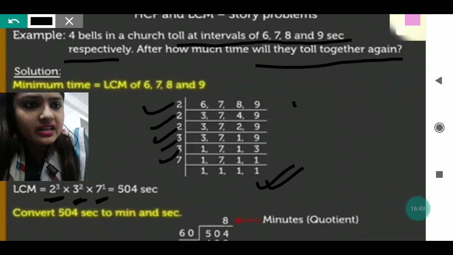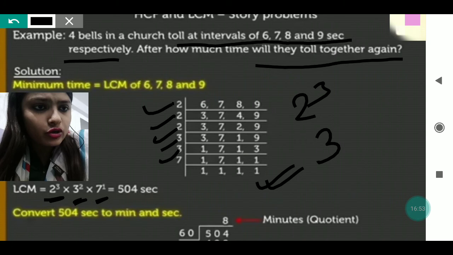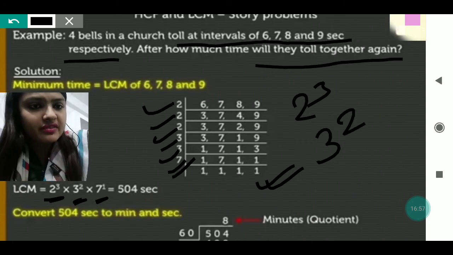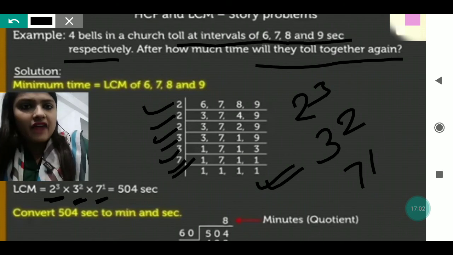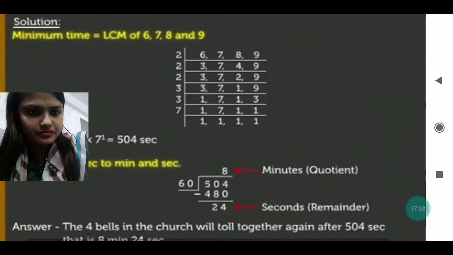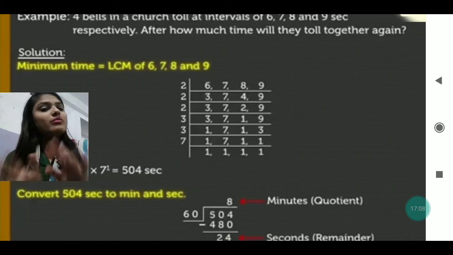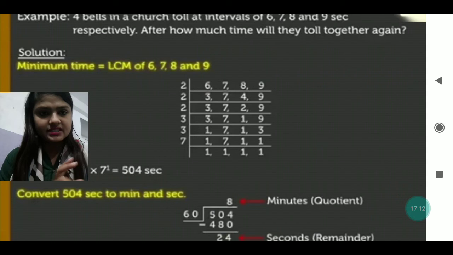1, 2, 3 times is there, so that is why 2 to the power 3 is written. How many times is 3 there? 2 times, that is why 3 to the power 2 is written. How many times is 7 there? Only 1. That is why 7 to the power 1 is written. Don't get confused. After this, you will multiply, and you will get the answer as 504 seconds.